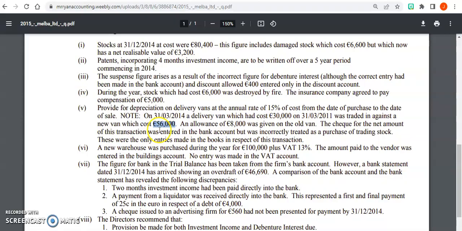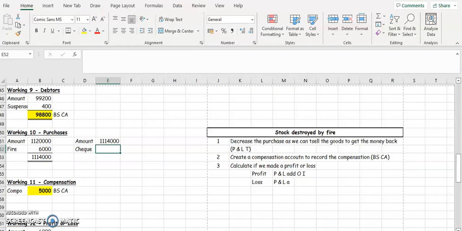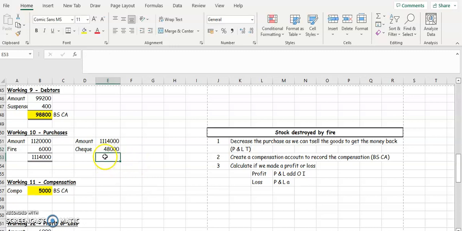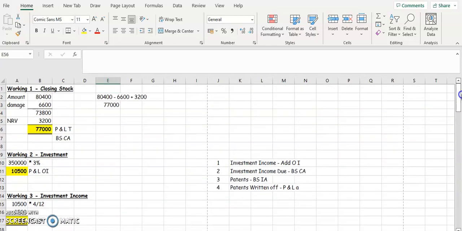So the van was 56, the allowance was 8. So the difference between them is the value. So 56,000 minus 8 is the value of the check. So our check was 48,000. Check shouldn't be in as part of purchases because we're not going to sell this van on. We're going to hold on to it. So our purchase figure now is 1,066,000.